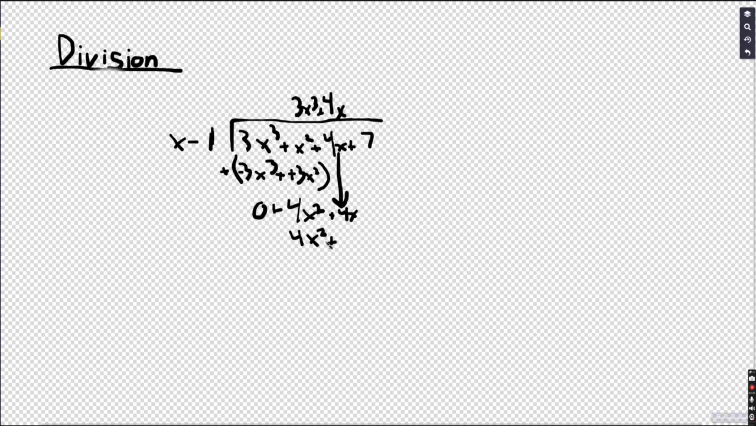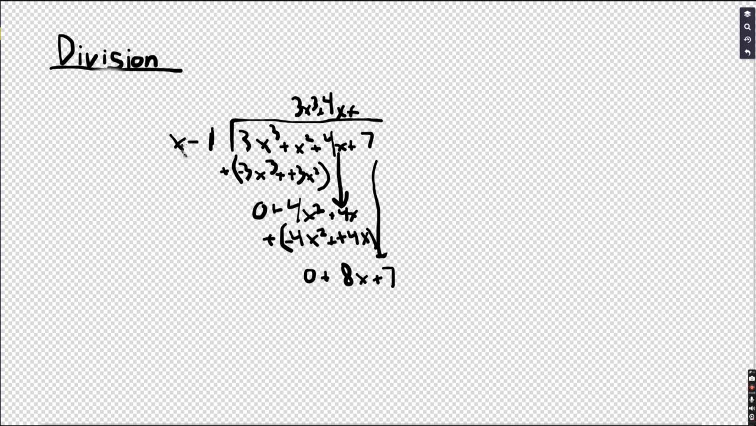Now negative 1 times 4x is negative 4x. And when we're subtracting, we distribute the negative. It's very important. So now we have 0 plus 8x. Now we're going to bring down this 7, plus 7.